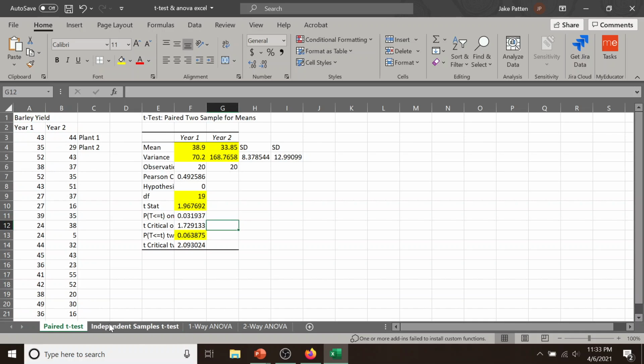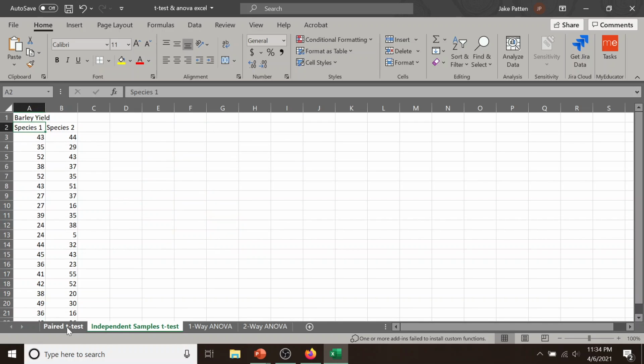Okay, so let's look at the independent samples t-test. Well, you can see that these data are exactly the same. The numbers are identical, but what we're doing with them with the story is a little bit different. Now we're looking at 2 different species of barley. It's not one year and the next, it's 2 different species. We can't say that this is plant 1 of species 1 and this is plant 1 of species 2.